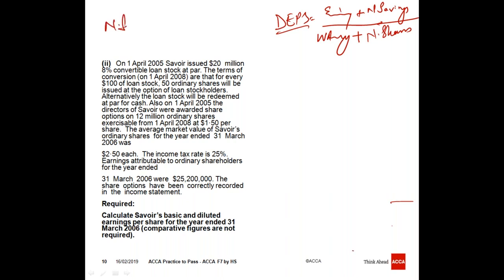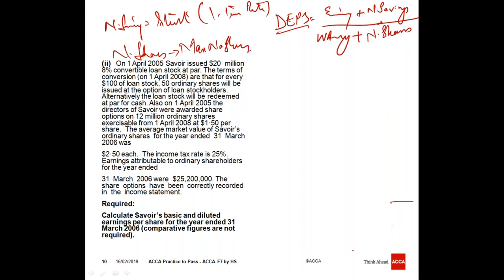Notional savings can be calculated as interest into 1 minus tax rate. And notional shares can be calculated as the maximum number of shares. Maximum number of shares means if the company has given you the option to convert your shares into 100 or 200, the diluted EPS will be maximum diluted at 200. So you have to calculate the diluted EPS at 200.